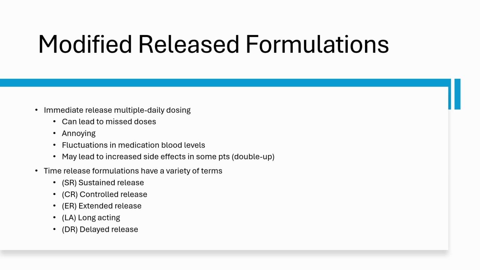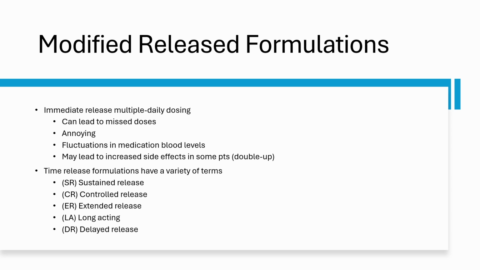Modified release formulations have had their design changed in a way that either slows the rate of release or alters where the medication is released. When we think of immediate release medications, we think of multiple daily dosing. This can be annoying to the patient. It can lead to missed doses. It can lead to doubling up on the medication accidentally. It can lead to inconsistent blood levels due to those peaks and those troughs that we get with immediate release medications.